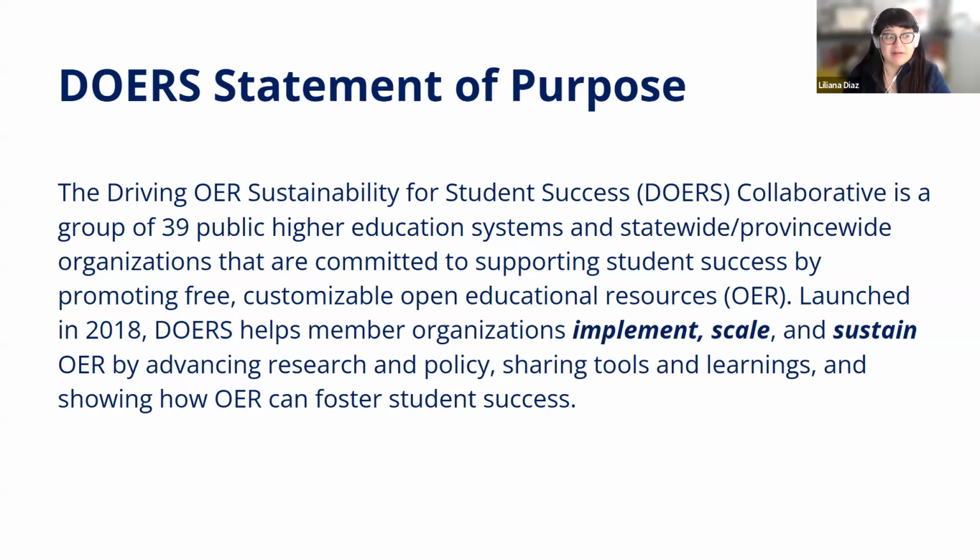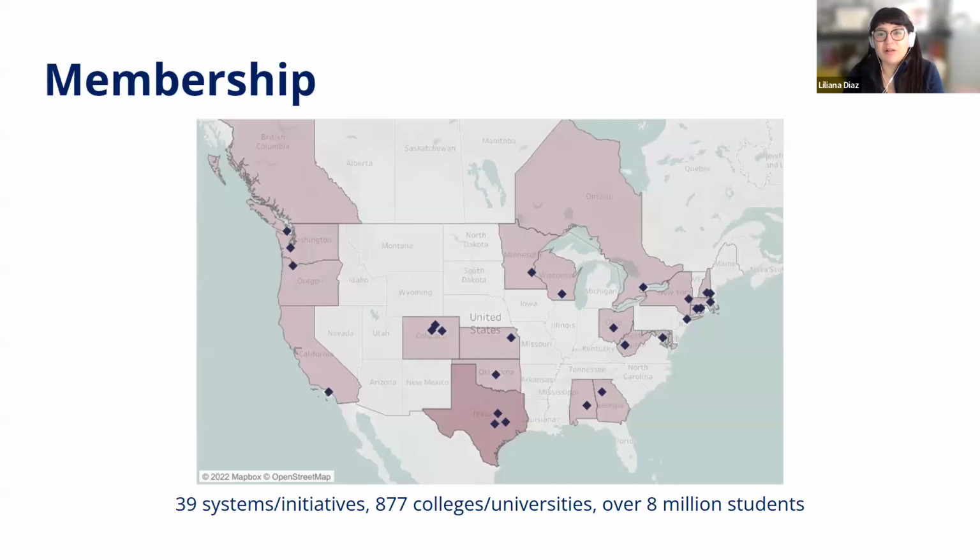And we really work together as a collaborative to implement, scale, and sustain not just OER, but open education by advancing research and policy and sharing tools and learnings and showing how open education can foster student success. As you can see, our membership is all across the United States and some of the provinces in Canada. And we're hoping to expand that membership. If your system in your state is not a member, please connect with us. We'd love for you to become involved in this amazing organization. And it's free of cost.